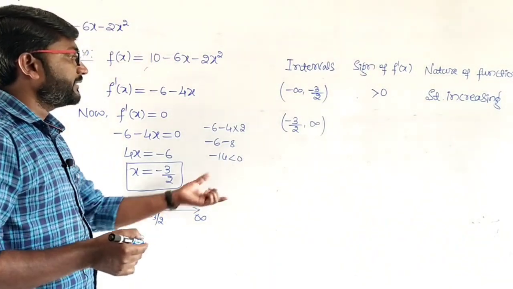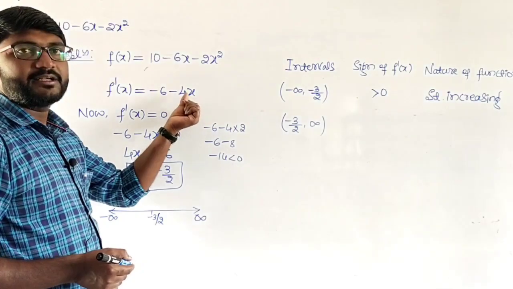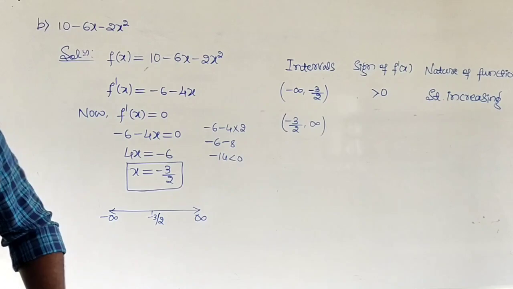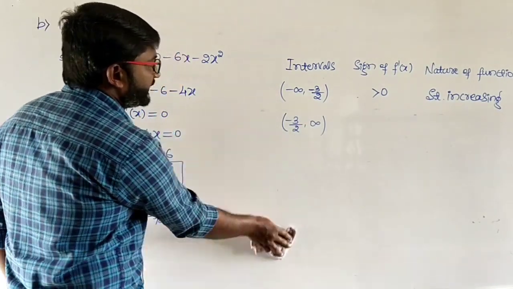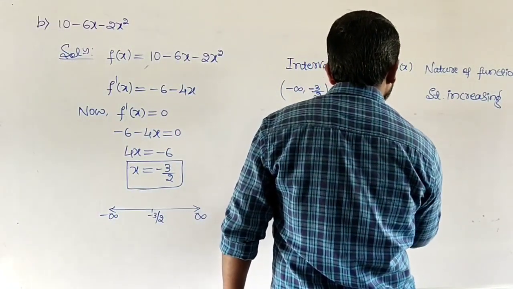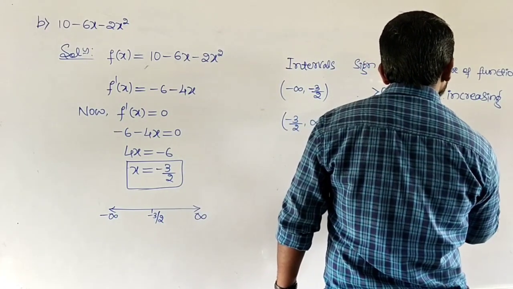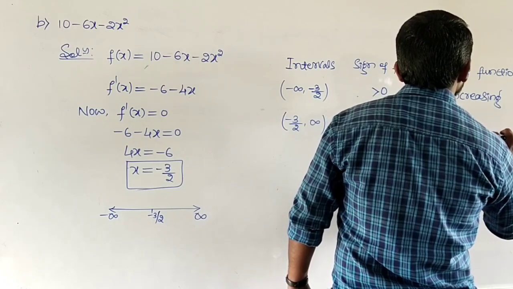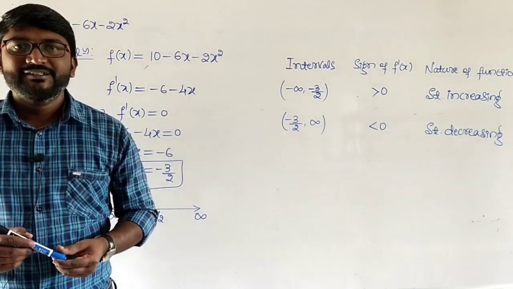Or else you take plus 5 and substitute here. You get minus 6 minus 20, it is minus 26, which is less than 0. That means in the open interval minus 3 by 2 comma infinity, f dash of x is going to be less than 0. So here we get less than 0 case. That means it has to be strictly decreasing. So this carries 2 marks. So this is all about the second sub question.